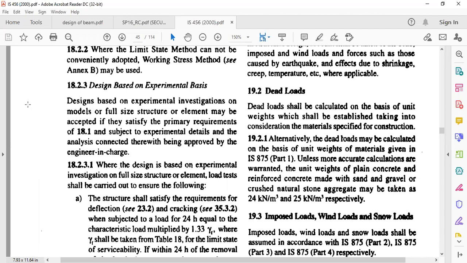As you have seen, remember that for the dead load, the IS code is IS 875 part 1. If you want to use it for the imposed load, you can use IS 875 part 2, wind load part 3, and part 4 is for the snow load.